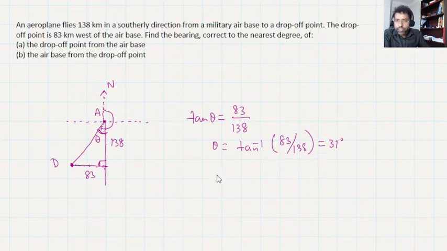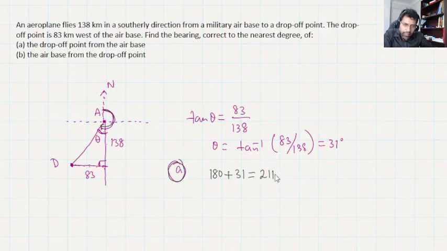But it is asking for the total angle. Question A is asking for the total, that is the bearing. If I write it down in black color, this is our bearing for question A. Now it would be 180 plus 31, as I mentioned already, which is 211 degrees.